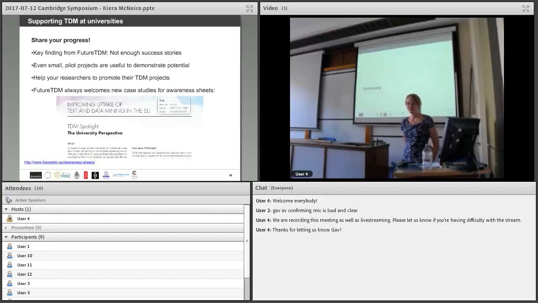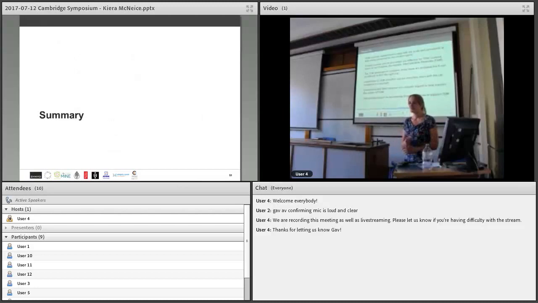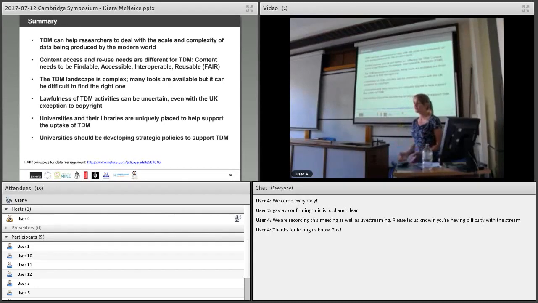So to summarize, TDM is really useful because it helps us deal with the massive deluge of data that we're all subjected to. Especially in research science, there's just so much going on. We need these computer algorithms and techniques to really keep track of what's happening in different areas. That said, content access and reuse, there are different needs with respect to TDM than there are with respect to individual human researchers when they want to access and manipulate content. The content really needs to be findable, accessible, interoperable, reusable, an acronym you may have heard of, FAIR data. This is really important for text and data mining.